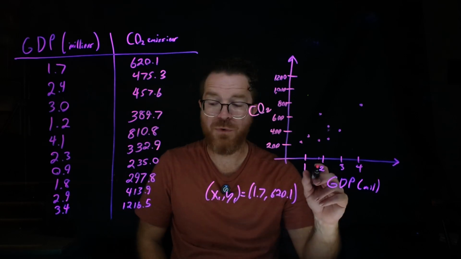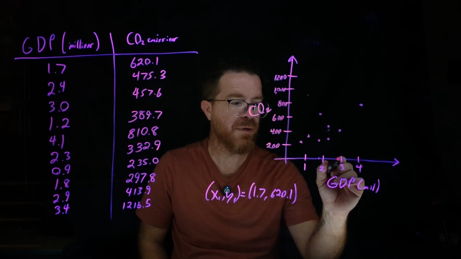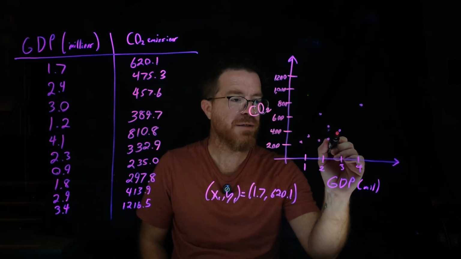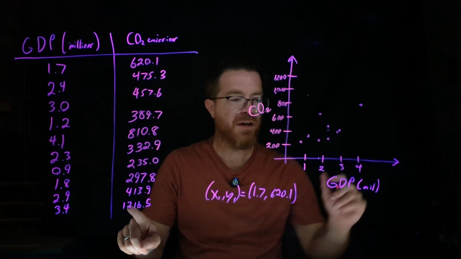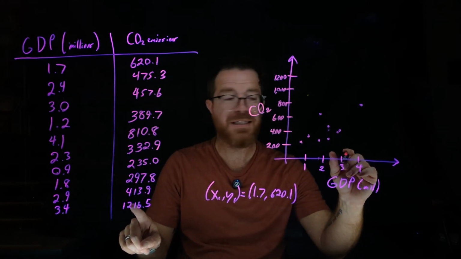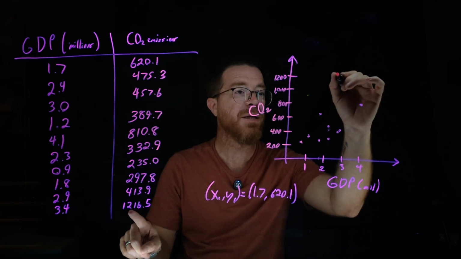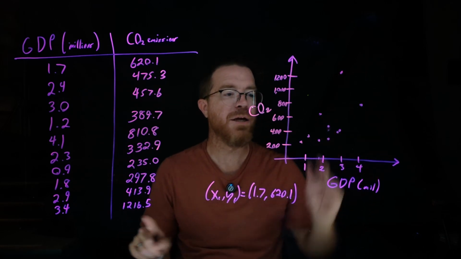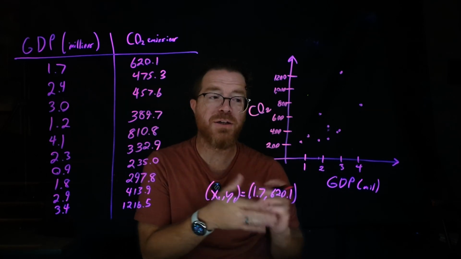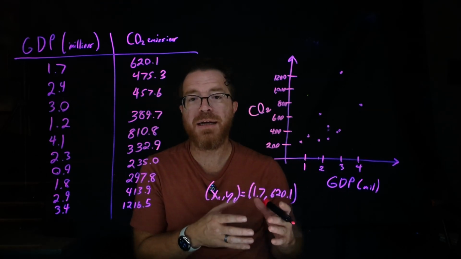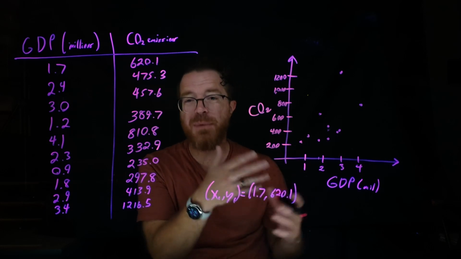2.9 has a value of 413.9, so 2.9, 413.9, somewhere about here. And 3.4 has a value of 1,216.5, so it's going to be somewhere about here, and we're going to put a dot here. So this would be what our scatter plot looks like, and this is what we're going to be trying to determine if there's a best fit line that describes this, showing that there might be some correlation.